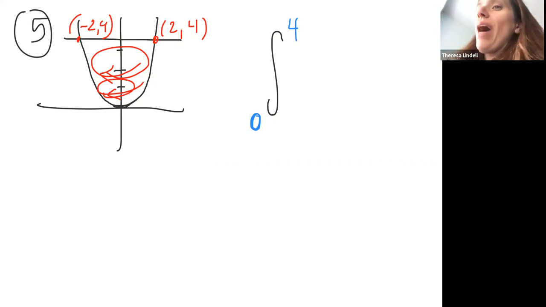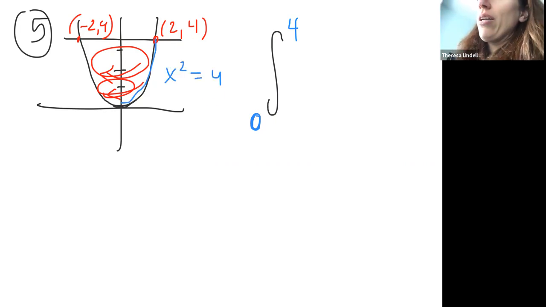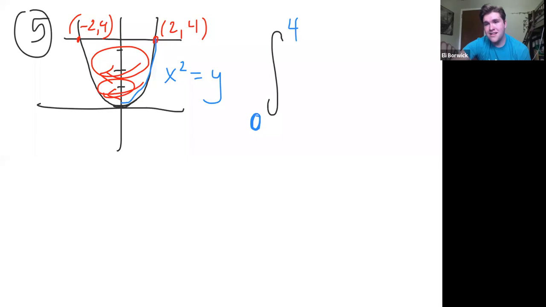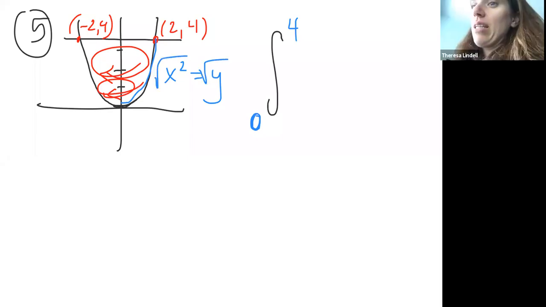The other thing, though, is you actually can't use x squared. Because if we're doing y integration, what do we have to get by itself? Y. Or x. Yeah, it's already by itself. So we got to square root both sides to get x equals root y. So that's actually also what we have to use.